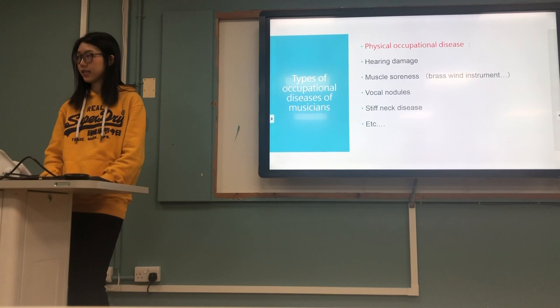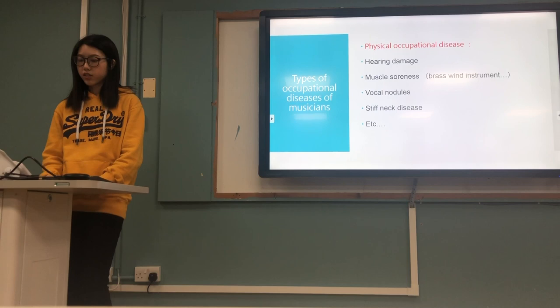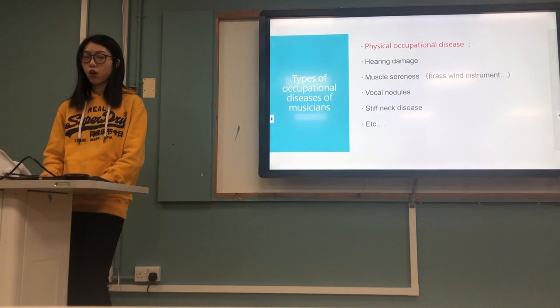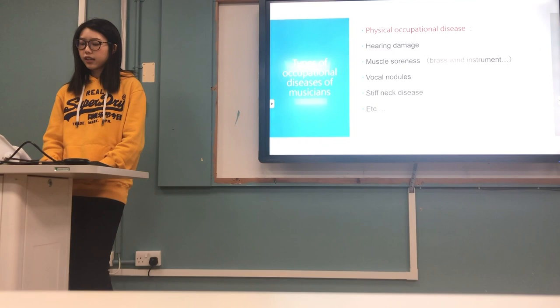Firstly is physical occupational disease. It includes hearing damage. There is an obvious example like Beethoven. Hearing damage is the ultimate cause of his death, because of that, he had alcohol abuse, which led to liver cirrhosis.